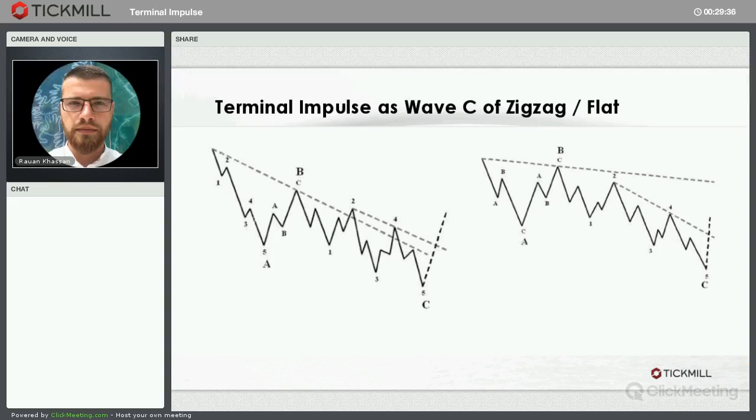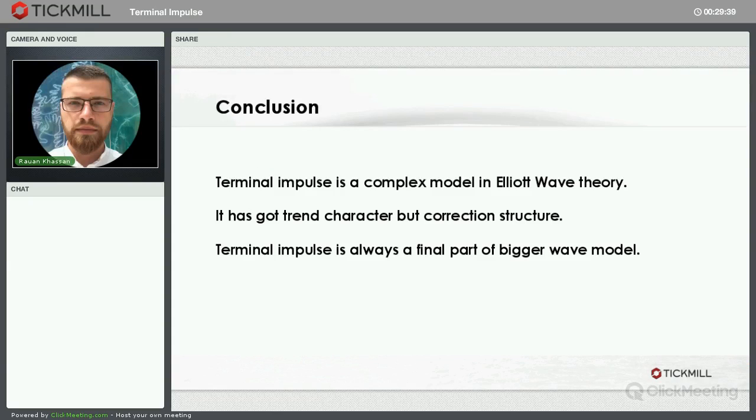So I hope that the major explanation for today's session was clear for you. Let's sum up what we've learned during the day. First, terminal impulse is a complex model in Elliott Wave Theory. It has got trend character but correction structure, which explains its complexity. And the most important feature of terminal impulse is that it's always a final part of a bigger wave model.